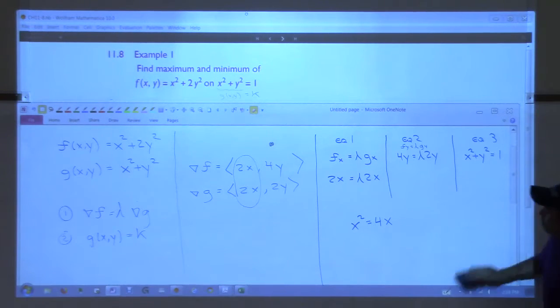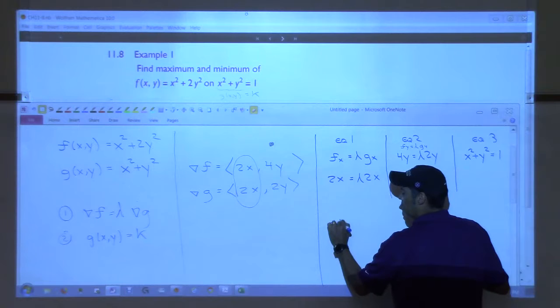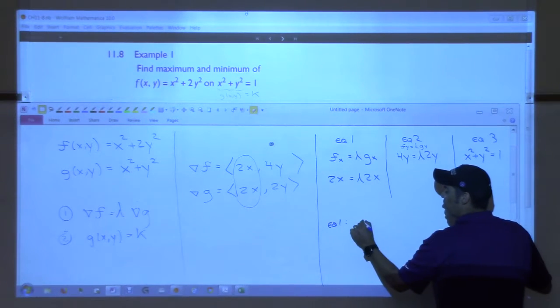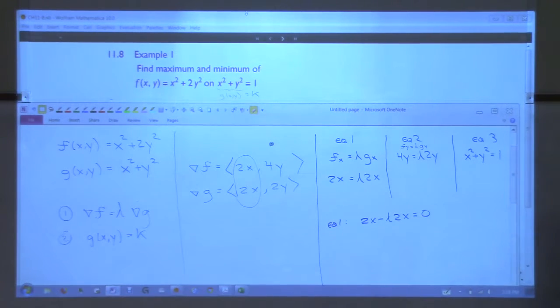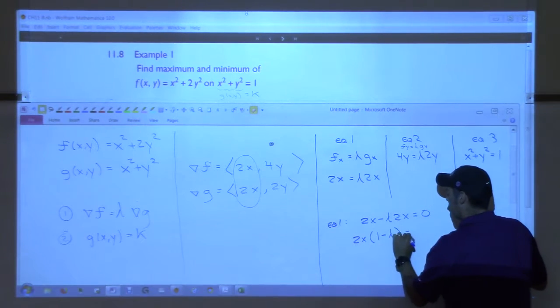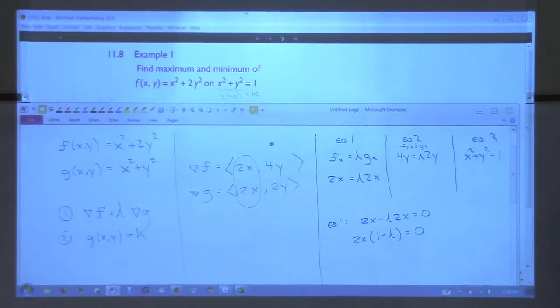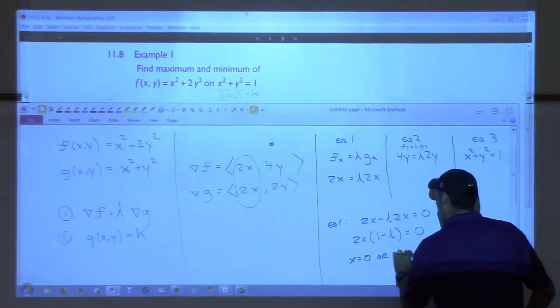All right, so let me back up. Let me work with equation 1 real quick, since this is our first problem. I'm going to move everything to one side. Okay? Now, from that I can factor out a 2x. And what does that tell me about equation 1? It can only be true if what? If x is 0 or lambda is 1, right? x must be 0 or lambda must be 1, right?